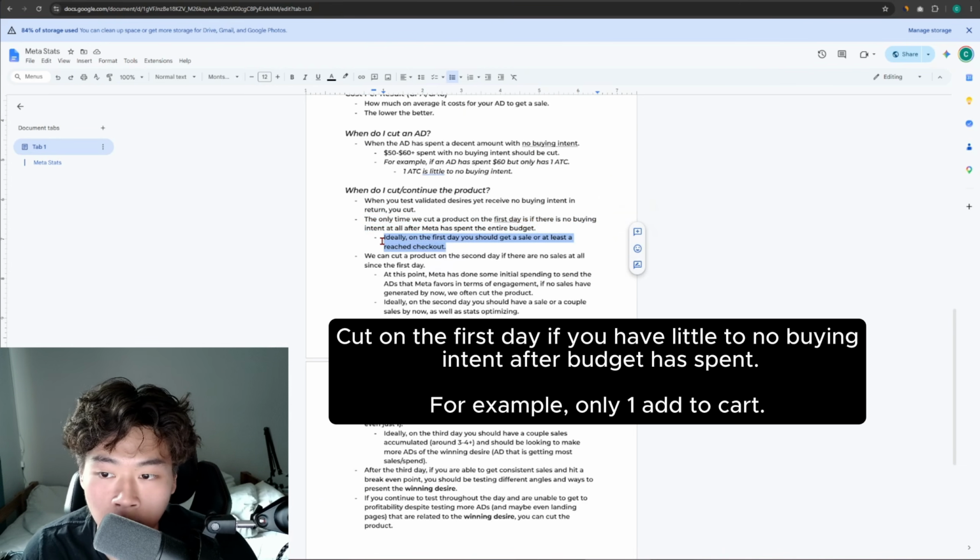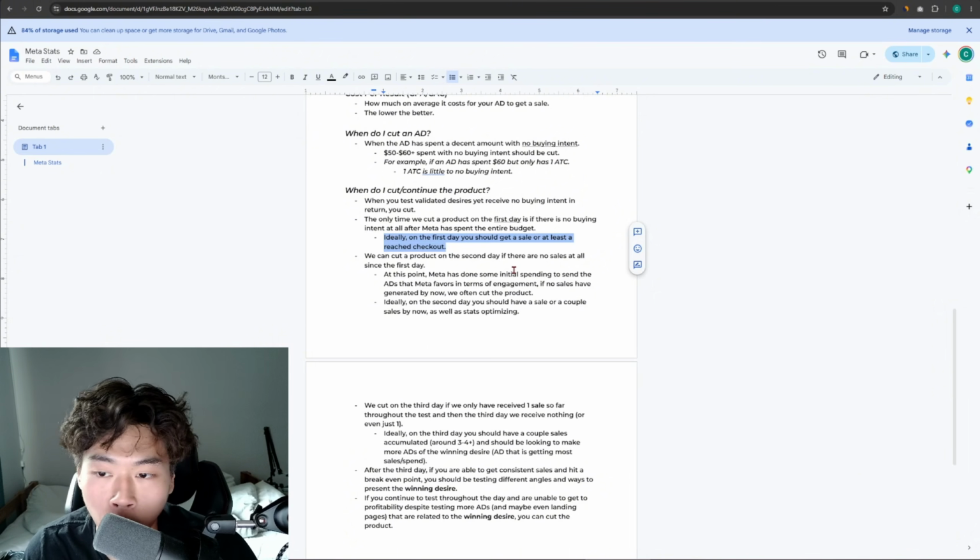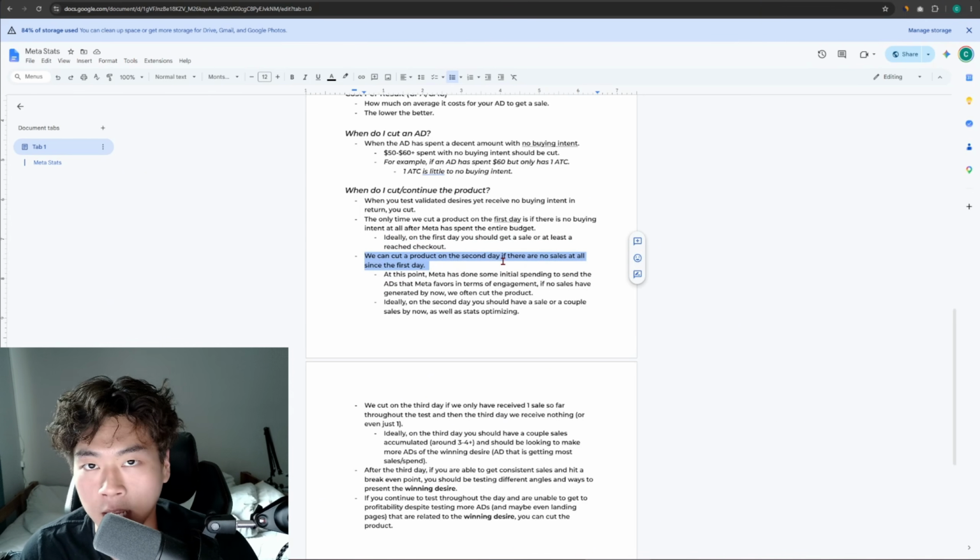But ideally on the first day, you should get at least a sale or a couple reach checkout, or maybe even one reach checkout. In terms of cutting the product on the second day, we do that if there are no sales at all since the first day. So let's say first day you've had 1 or 2 reach checkout, which is buying intent. This is enough for me to consider testing up until the second day.